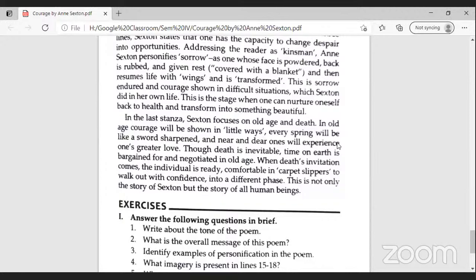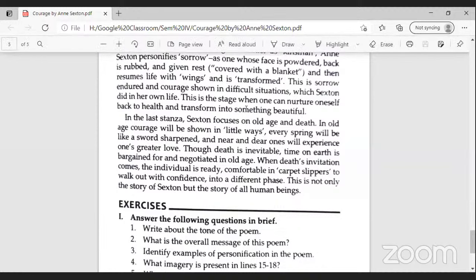As you need courage in childhood, same you need in old age. Every spring will be like a sword sharp. You love the nature, your life, and when things start fading away, and as you keep bargaining with calendar, and the back door of death opens at your last moments, you will put on your carpet slippers and leave the world behind, saying goodbye.